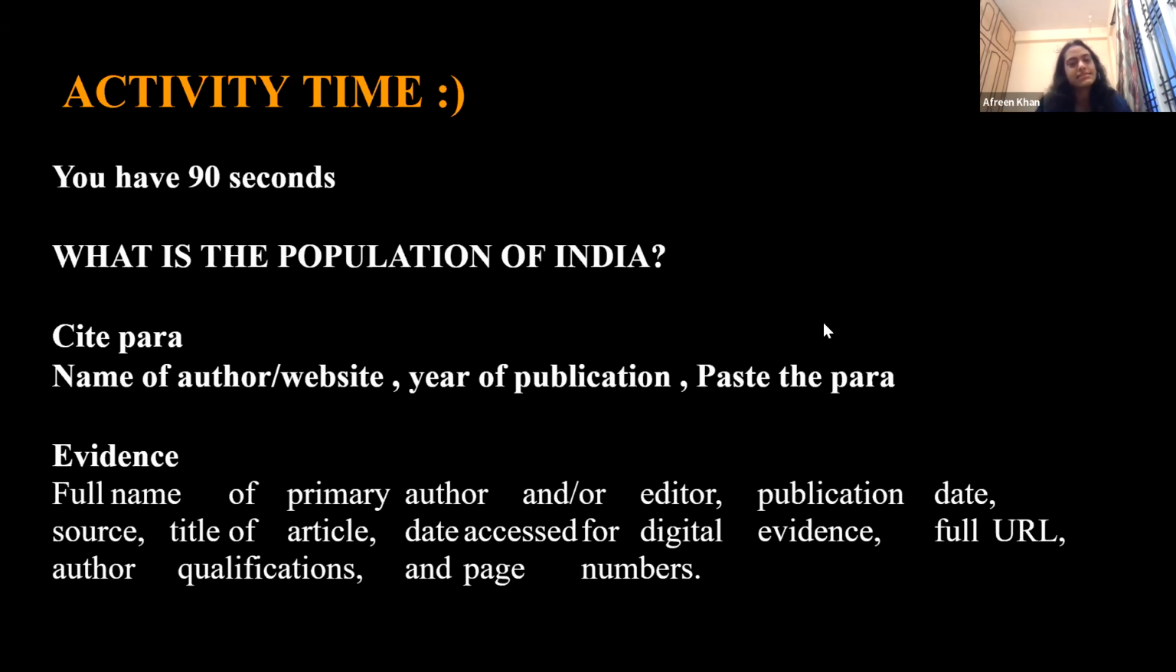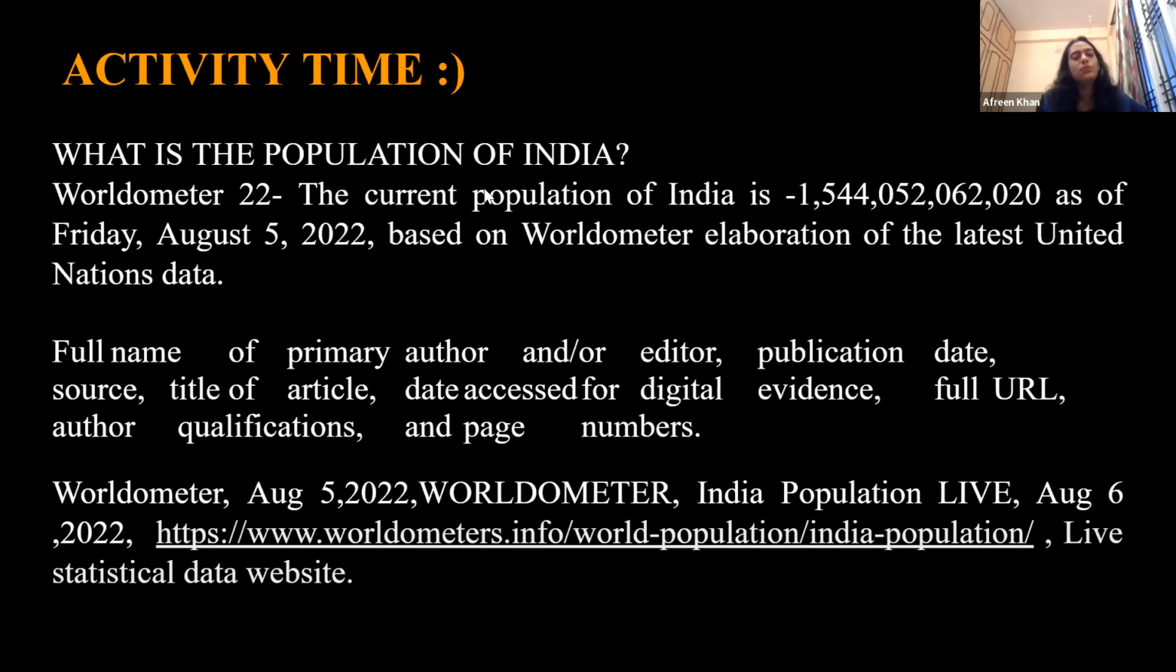The answer to what is the population of India is: Worldometer 2022, the current population of India is this as of Friday, August 5, 2022, based on Worldometer elaboration of the latest United Nations data. And how do you send the evidence card? Worldometer, Indian population live, August 6, 2022, the actual website, and then the live statistical data website.